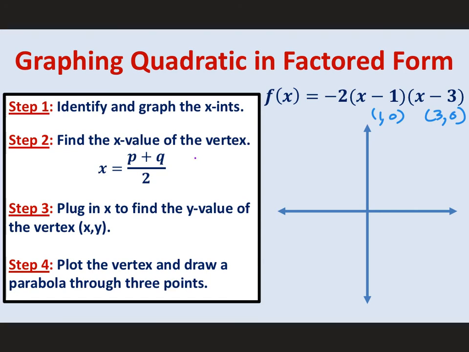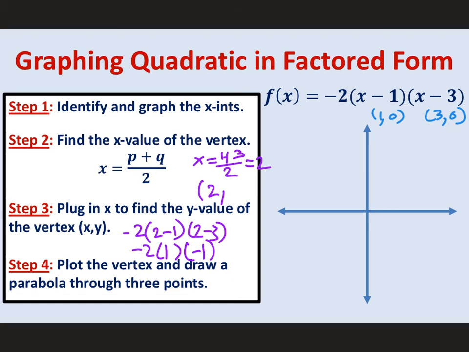I'm going to say my axis of symmetry equals 1 plus 3 divided by 2. That's 4 divided by 2 is 2. So I know the x value of my vertex is 2. I can then plug that 2 back into my original equation. So I'll go negative 2, 2 minus 1, 2 minus 3. So that's negative 2 times 1 times negative 1. That's negative 2 times negative 1 is positive 2. So my vertex is at the point 2, 2.